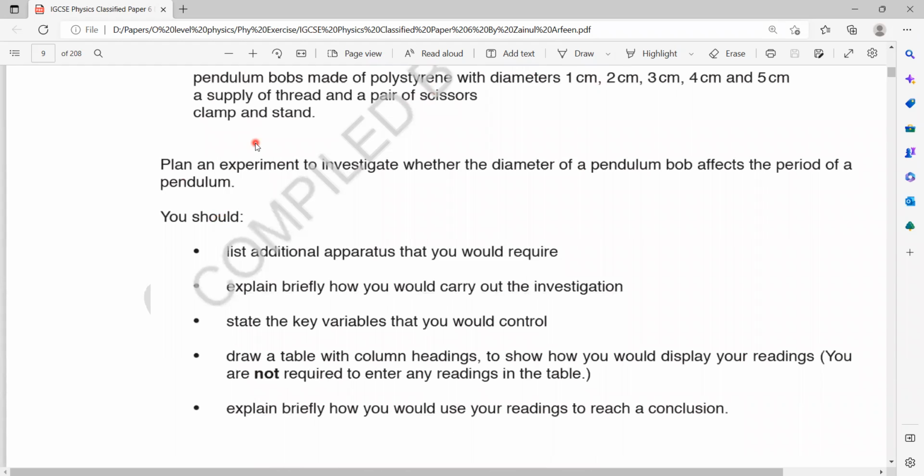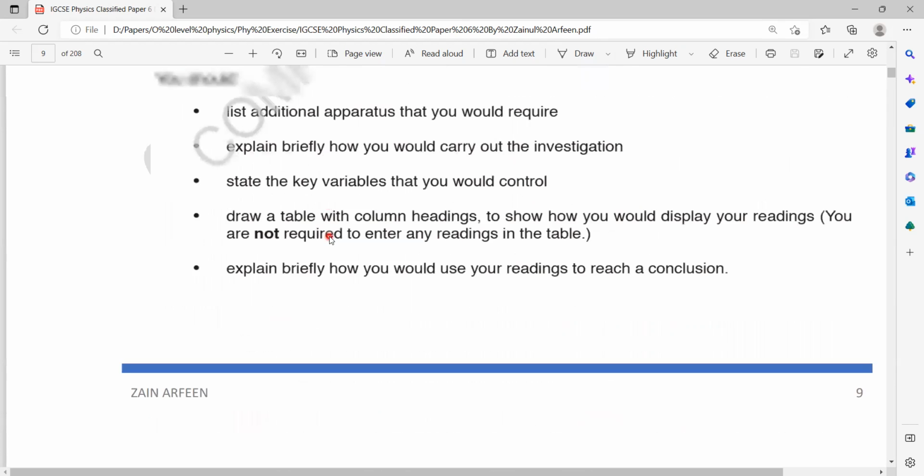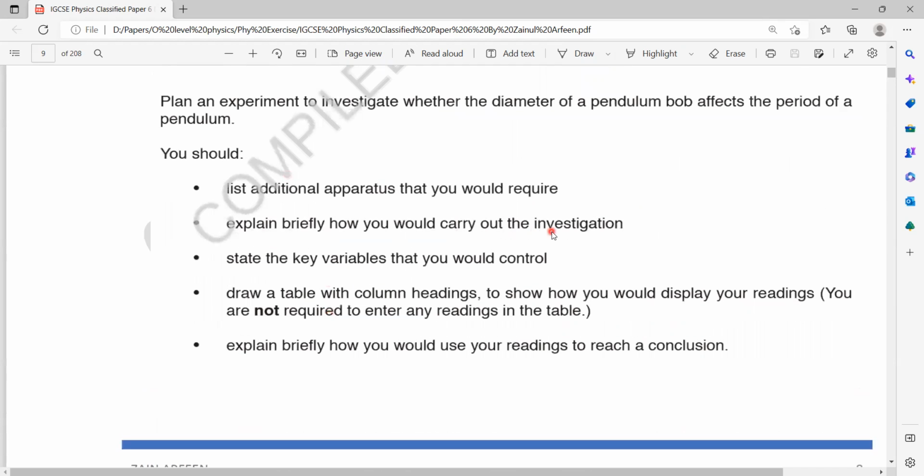Plan an experiment to investigate whether the diameter of a pendulum bob affects the period of oscillation. You have to plan the experiment. Whenever you're writing the experiment, you should always try to answer those points according to the sequence. The first one: list any additional apparatus we need.